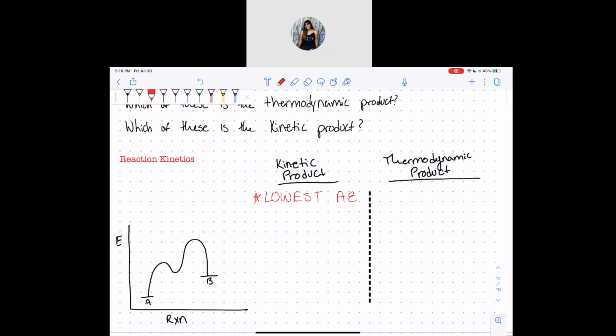And the thermodynamic product is the one with the lowest, wow, that's what I meant, potential energy. So the kinetic product is the one that is formed in the least number of steps, aka less energy. Whereas the thermodynamic product is the one that has the most stable product.